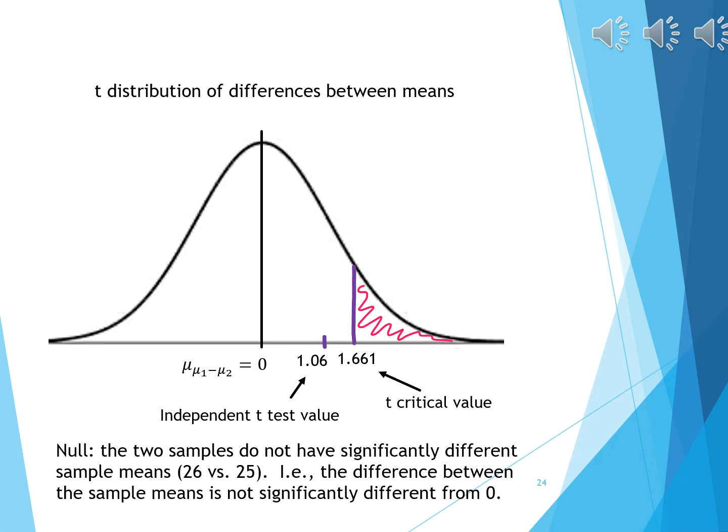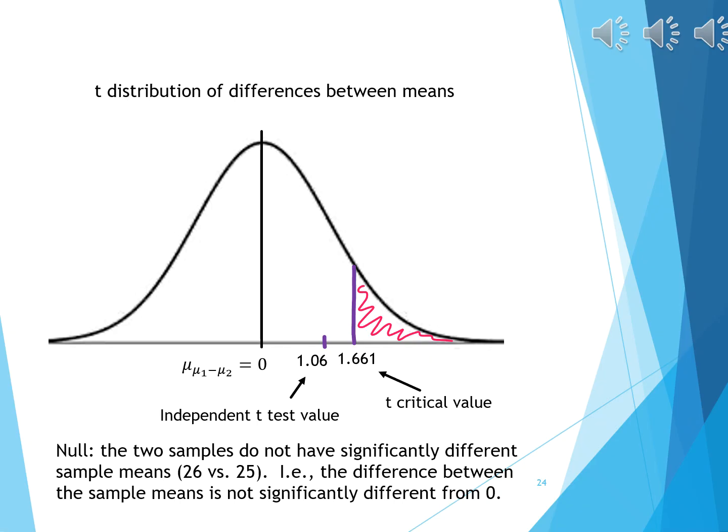So if we were to put this on a distribution, it's now a t-distribution of differences between means. That's differences between sample means, if we want to be even more specific. The distribution of means is getting more and more funny and complex in terms of its name over time as we use different types of testing. But anyways, our independent t-test value we calculated was 1.06.